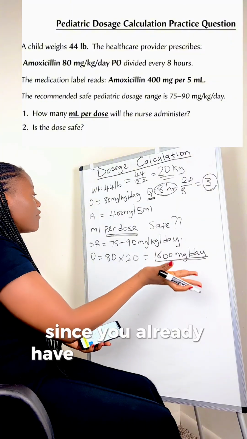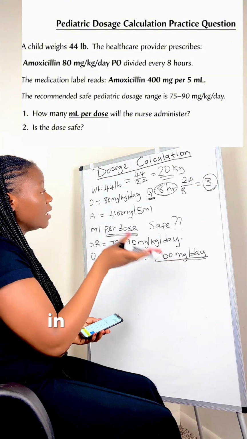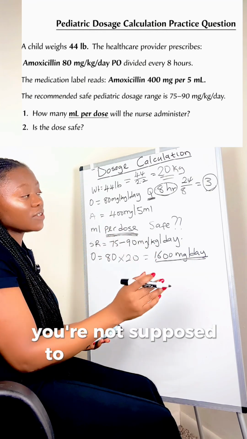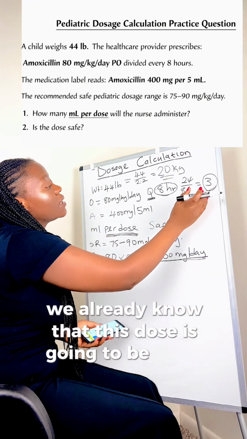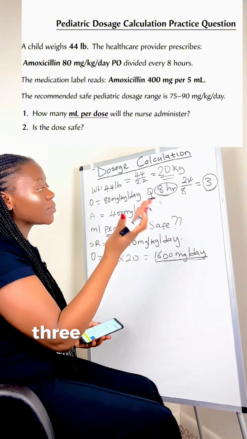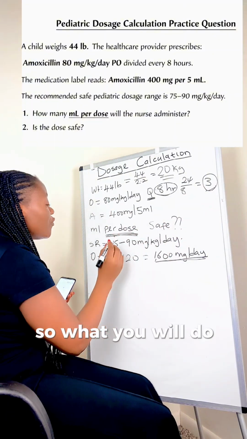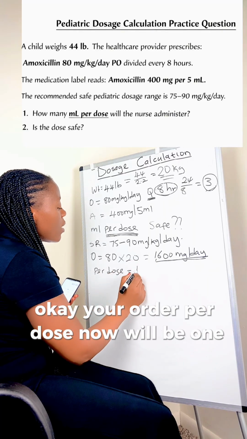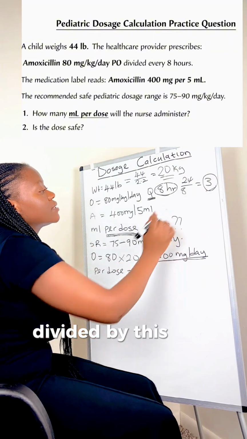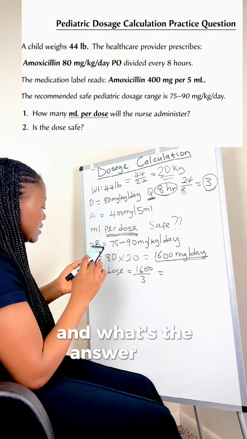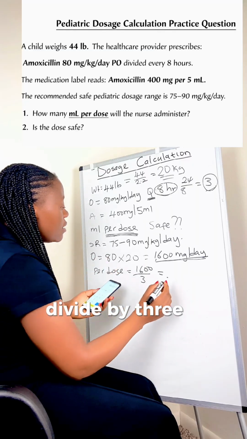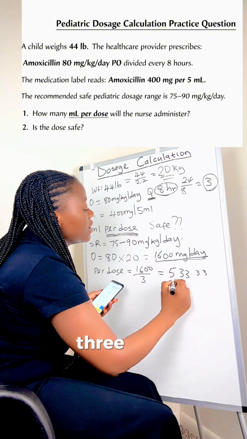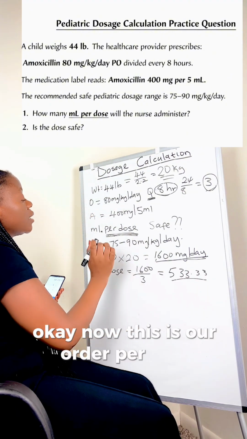Now, since you already have your order in a day, but your question is asking for it per dose, you are not supposed to give it all at once. We already know that this dose is going to be given 3 times. So what you will do for it to be per dose, your order per dose now will be 1,600 divided by 3. And what's the answer, guys? Divide by 3 is 533.333. Okay, now this is our order per dose.